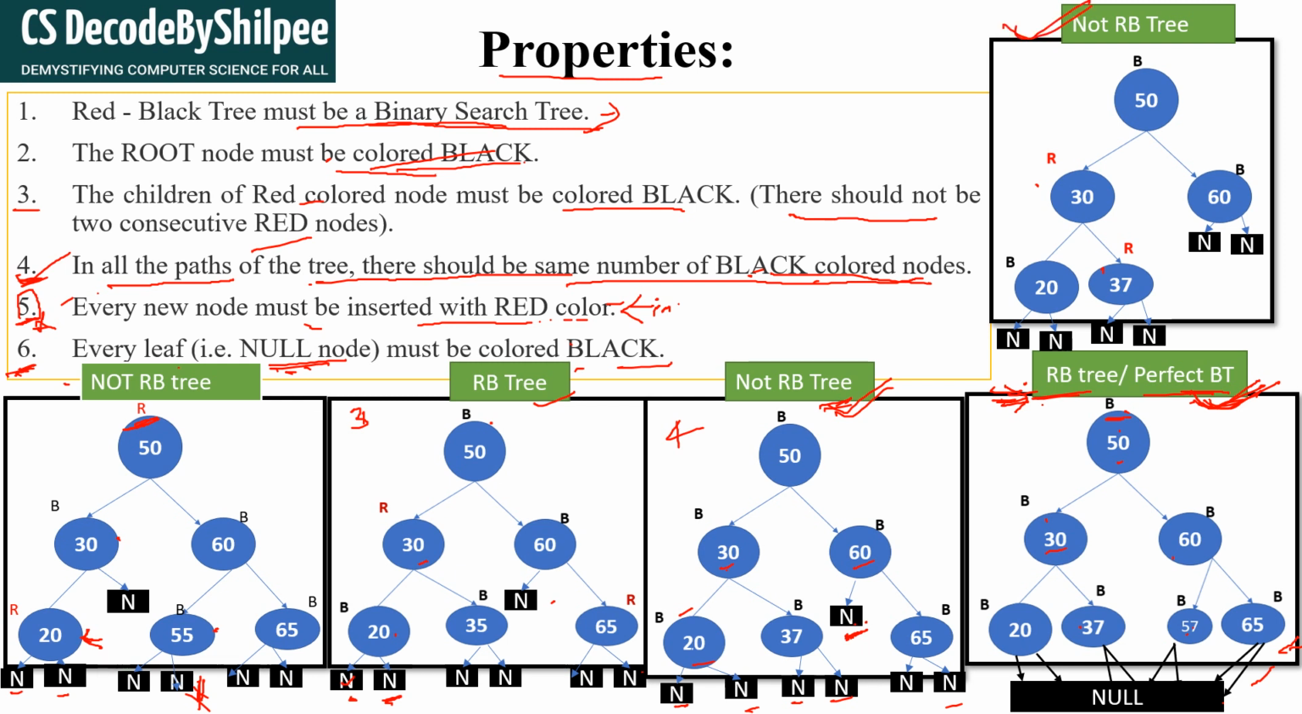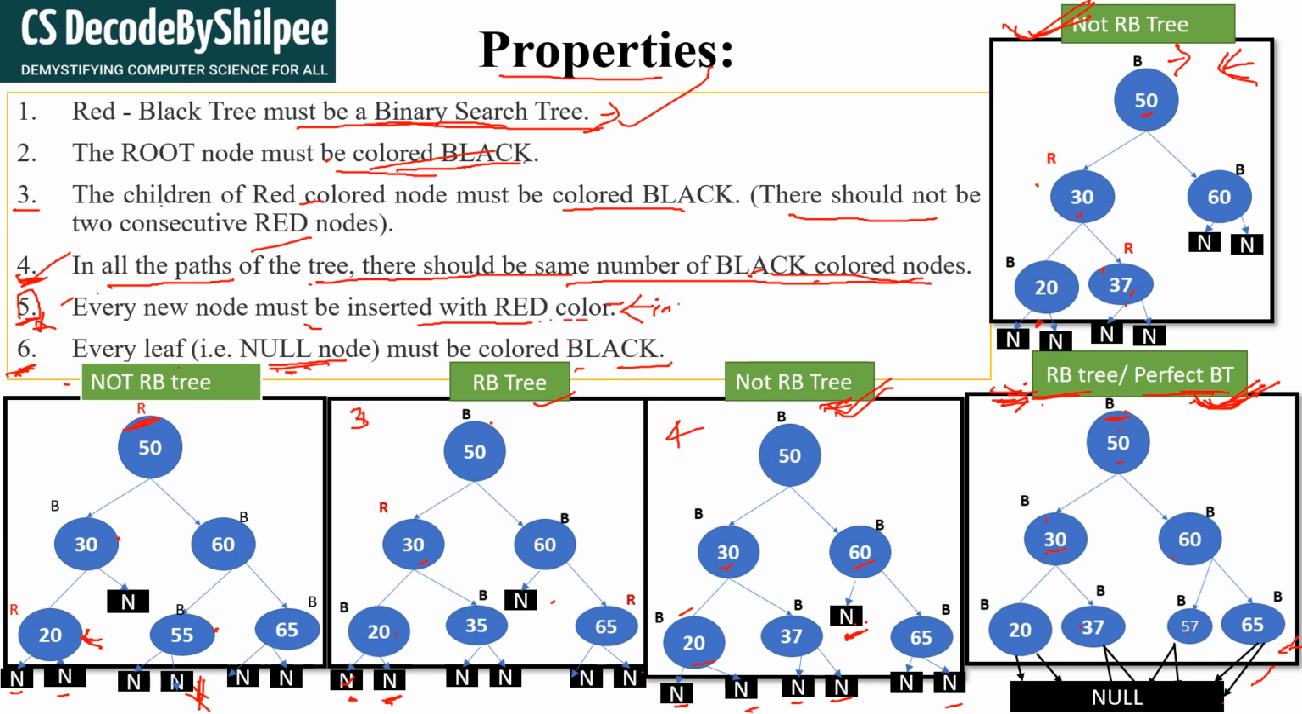Now coming to another tree. Now we'll check whether this is a binary search tree. 50, 30 is lesser than, yes. 20 is lesser than, yes. 37 is greater than 30, 60 is greater than. Okay, fine. So this first property is true. Second property, root must be colored black. Okay, second property is also satisfied.